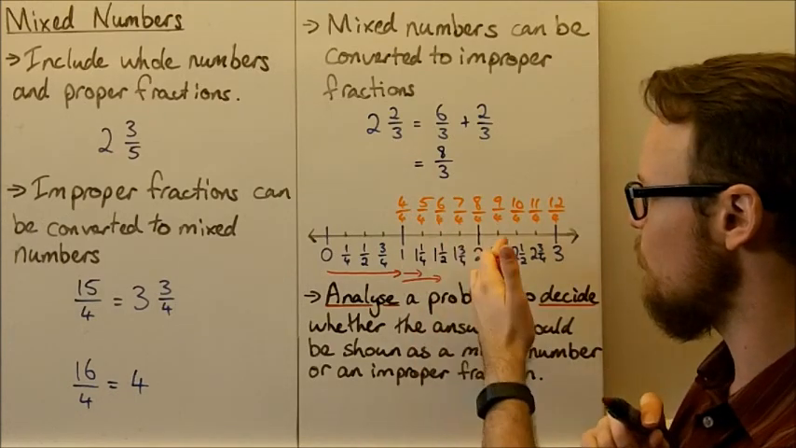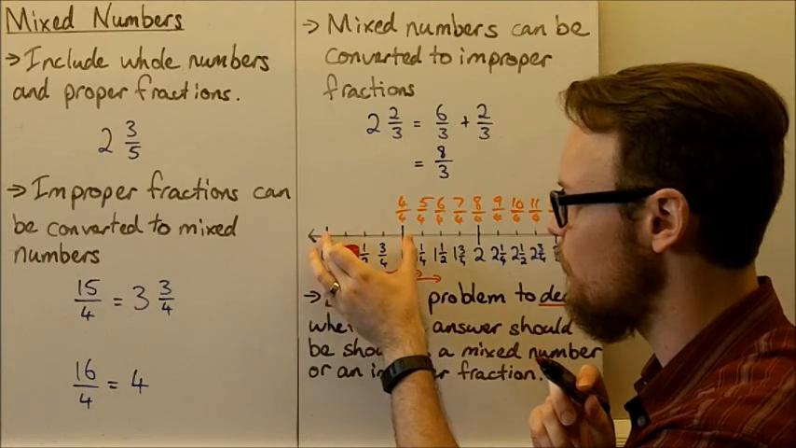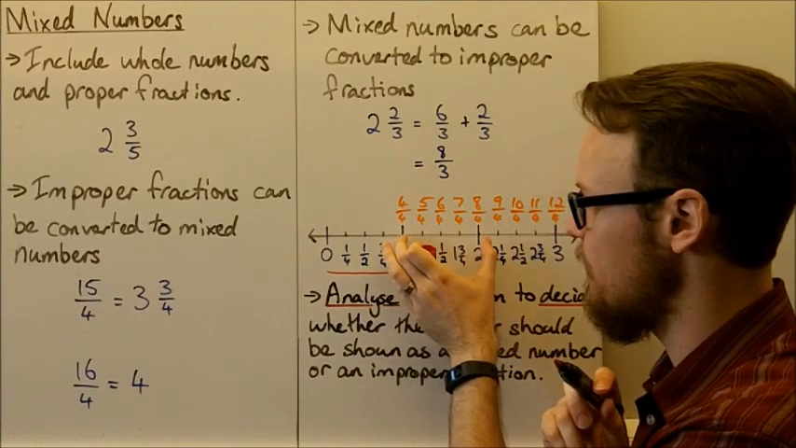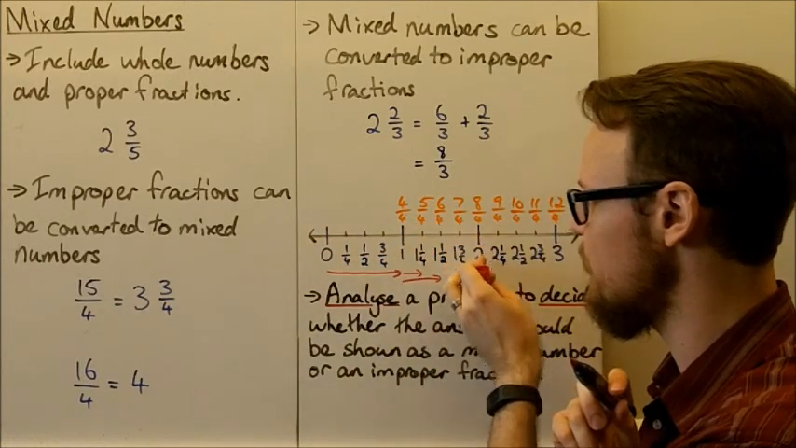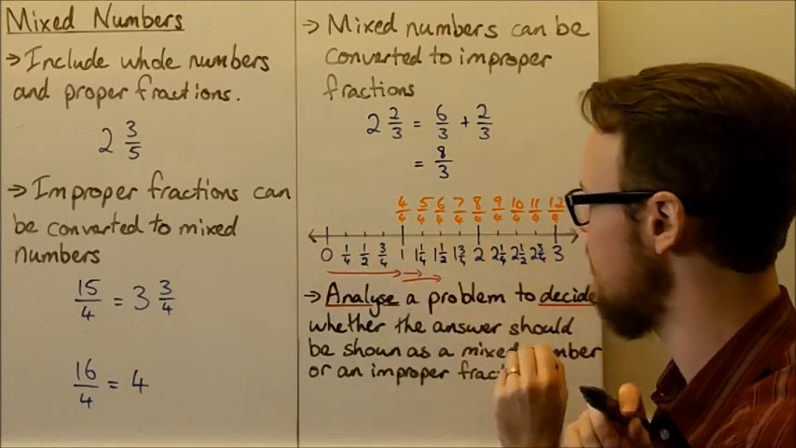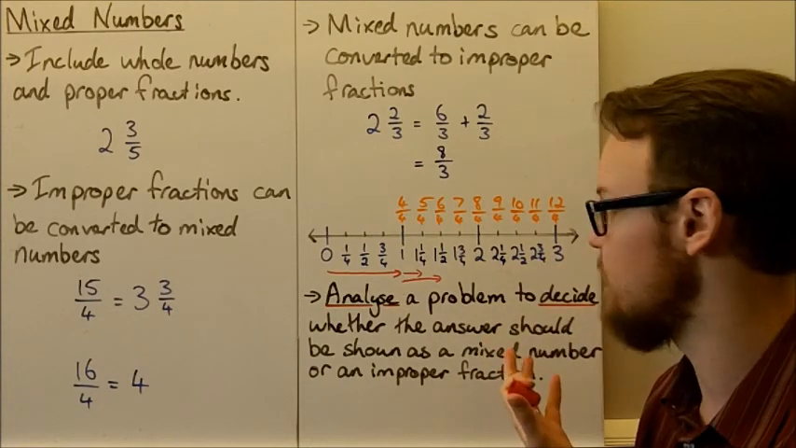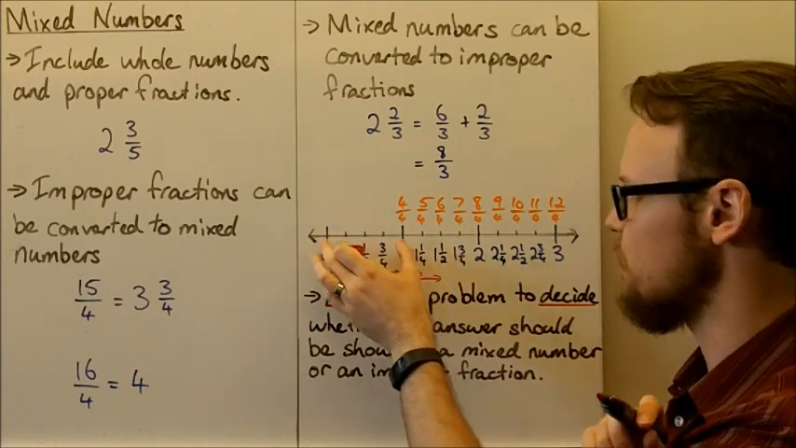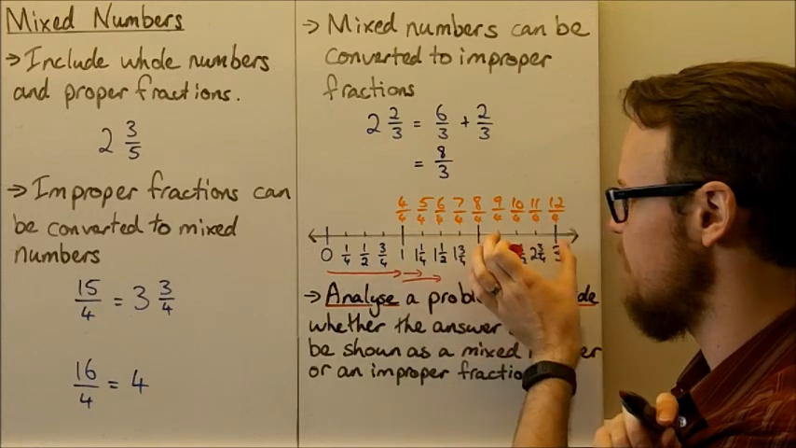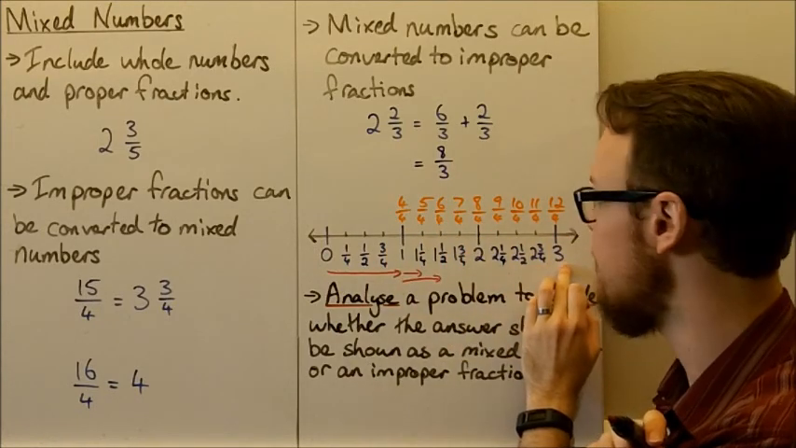And they continue all the way up to 2 being 8 quarters. So I've got 4 quarters and another 4 quarters. That's 8 quarters in total. That's the same as 2, the same as 2 whole amounts. Then all the way up to 3 here. 3 is 12 quarters. So we've got 1, 2, 3, 4, 5, 6, 7, 8, 9, 10, 11, 12 quarters. And that's all the way up to 3 here.